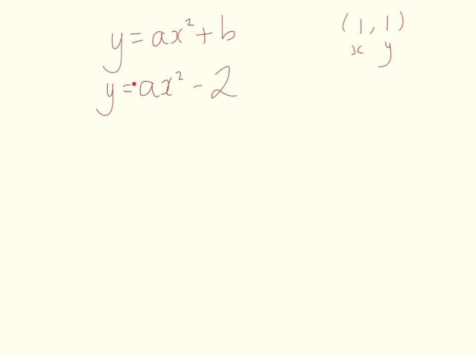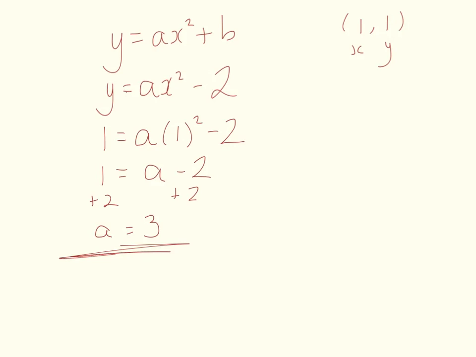And we want to find out what this unknown is here. We want to find out what a is. So what we're going to do is substitute the x and the y coordinates into our equation. So y is 1. So 1 equals a times 1 squared take away 2. So 1 equals, 1 squared is 1, so 1 times a is a, take away 2. I want to find out what a is. I'm going to balance my equation by adding 2 to both sides. I'm going to have 3 equal to a. So a equals 3.